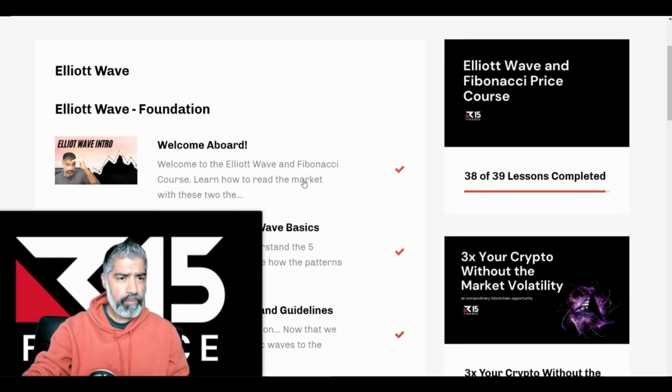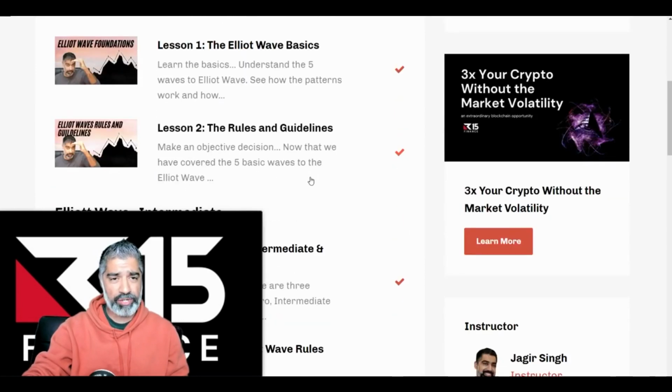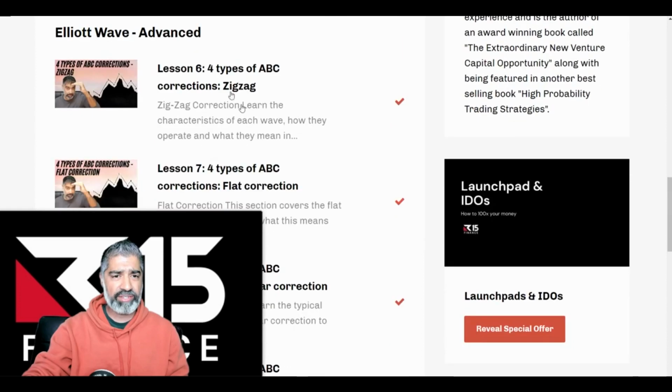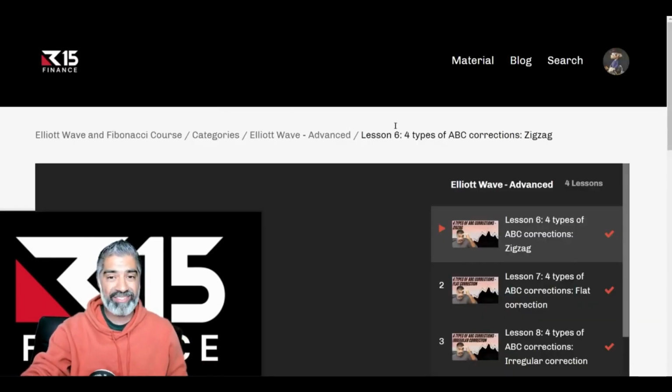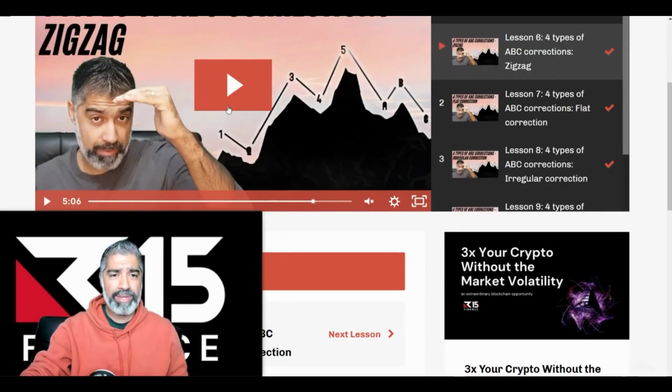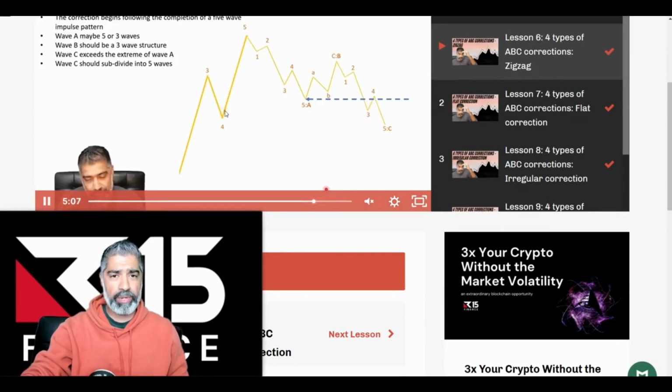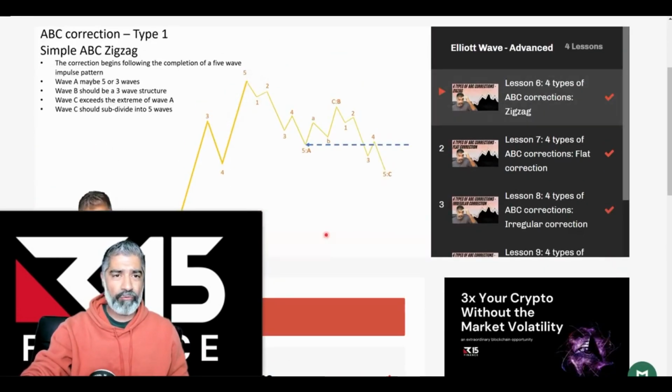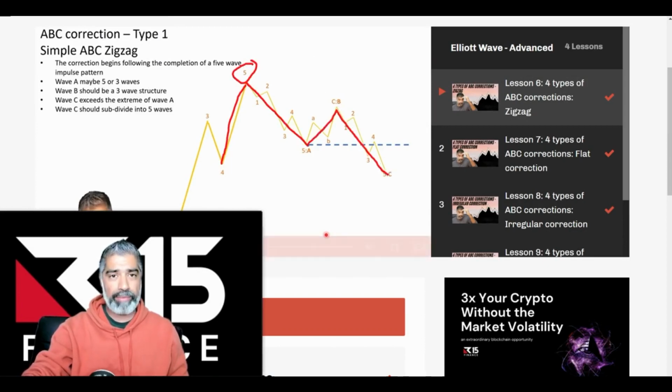So one of the things that I want to show you is I've got an Elliot wave and Fibonacci course, and in lesson 6, we talk about the 4 types of ABC corrections. And the most common is actually called an ABC zigzag. That's what we seem to be seeing at the moment. And I just want to emphasize this. It's not rocket science, but it does take practice to spot these. When the market's finishing a 5th wave structure, we should always anticipate an ABC correction. And that's what we're looking at with Ethereum.